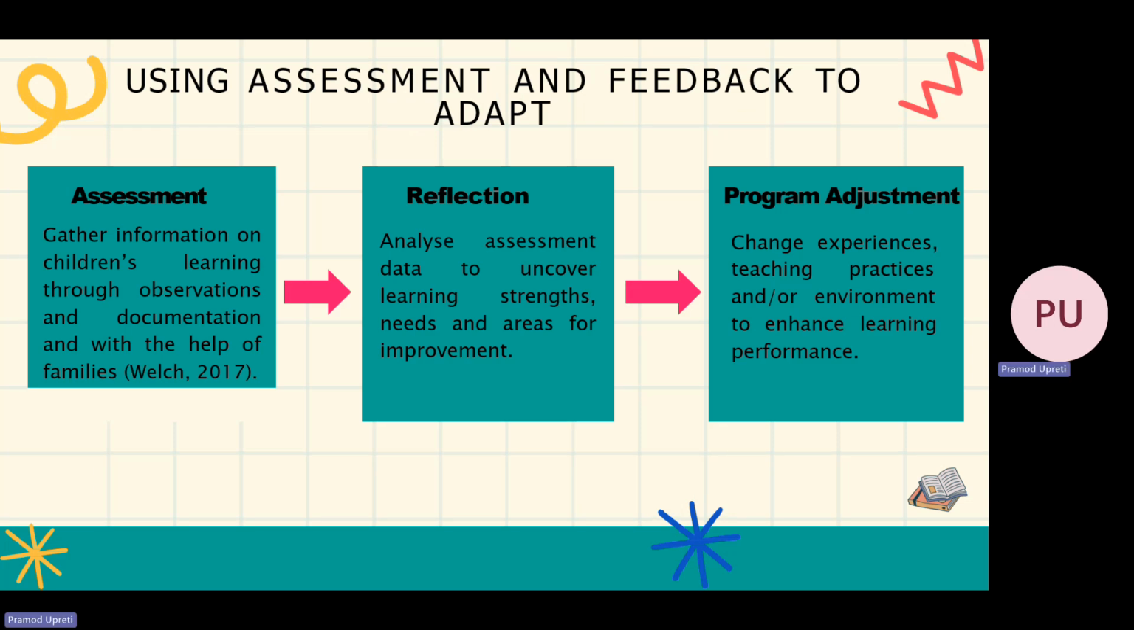So, using assessment and feedback to adapt. Assessment isn't static. It must lead into action. First, we gather assessment data through observation, work samples, and discussions with the families. Then we reflect on the data to uncover children's strengths, needs, and areas for improvement. Finally, we adjust the program. That might involve changing activities, modifying the learning environment, or adapting our teaching strategy to better meet the needs of the children. This process of adapting based on feedback is what makes curriculum decisions effective and responsive.